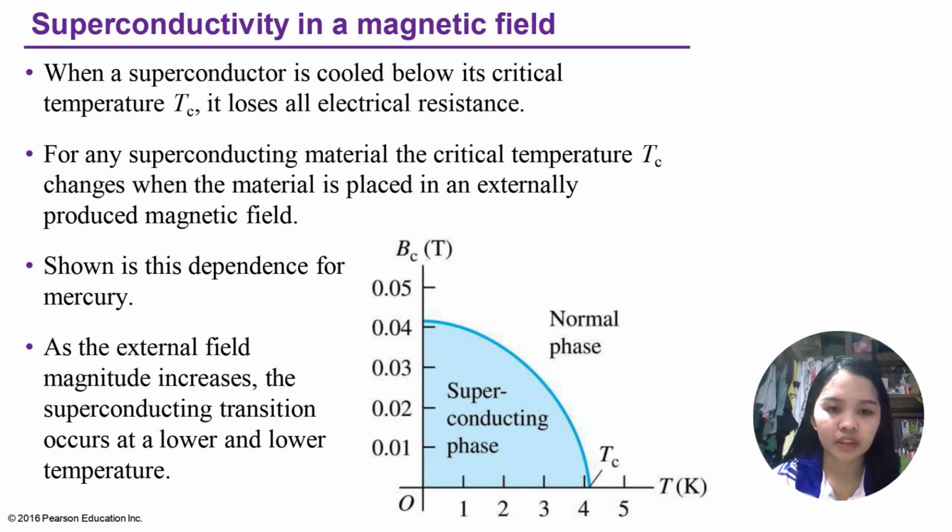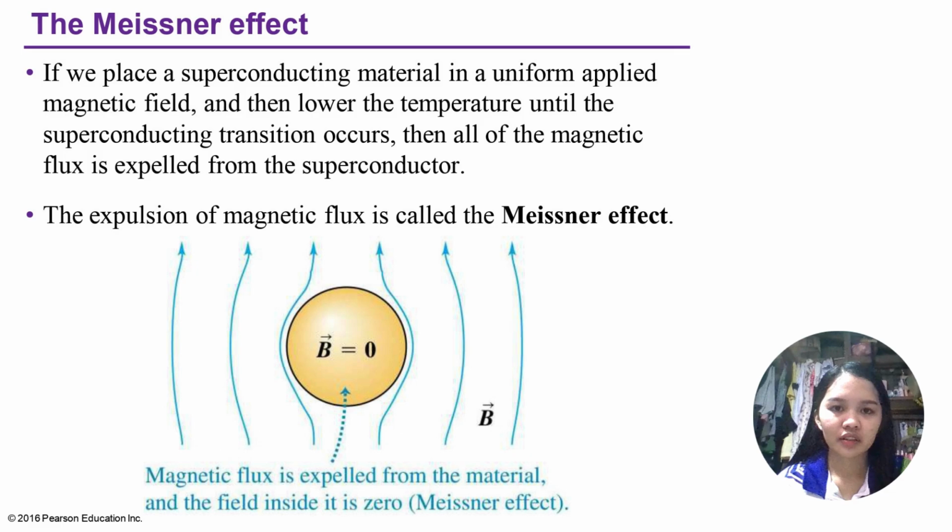When a superconductor is cooled below its critical temperature, it loses all electrical resistance. For any superconducting material, the critical temperature changes when the material is placed in an externally produced magnetic field. This shown is the dependence for mercury. As the external field magnitude increases, the superconducting transition occurs at lower and lower temperature.